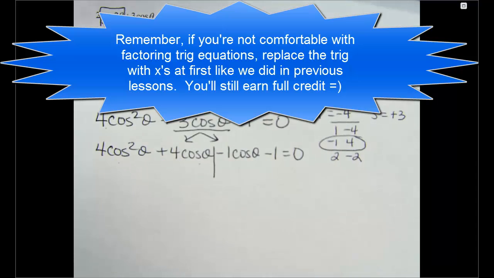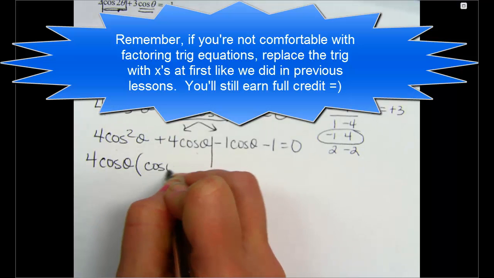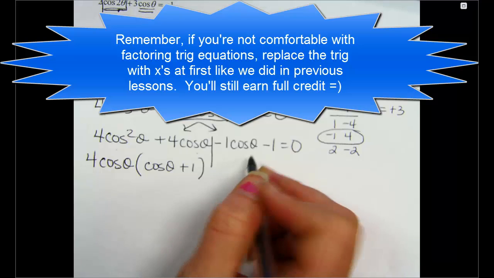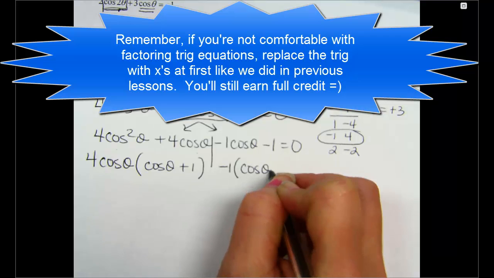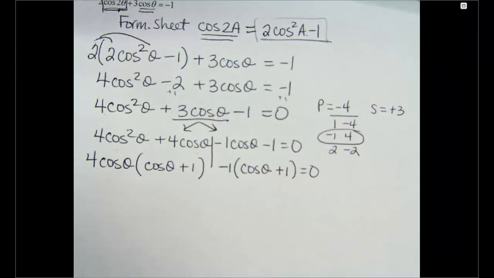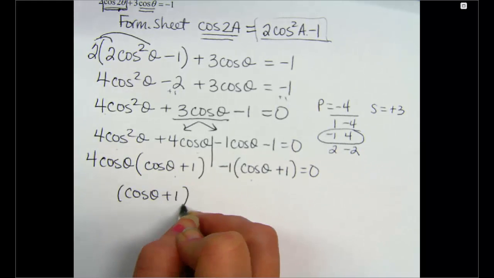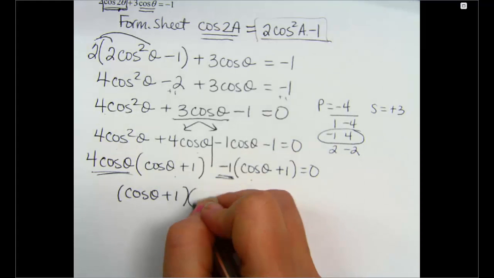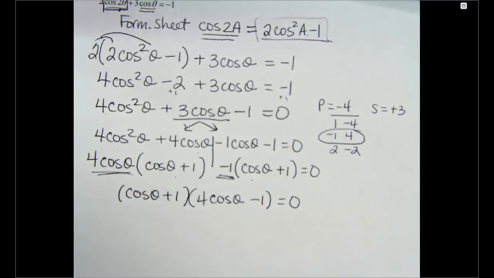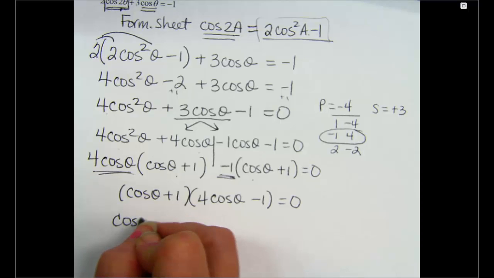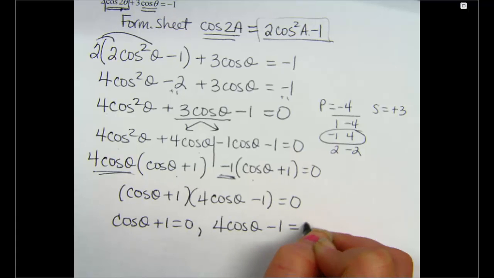Split the middle again. Take out a common factor on the left, which is 4 cosine theta. And you're left with cosine theta plus 1. On the right, take out a common -1. And you're left with cosine theta plus 1. So your new common factor is cosine theta plus 1. Your other factor is 4 cosine theta minus 1. Again, set your factors equal to 0. Cosine theta plus 1 equals 0, 4 cosine theta minus 1 equals 0.